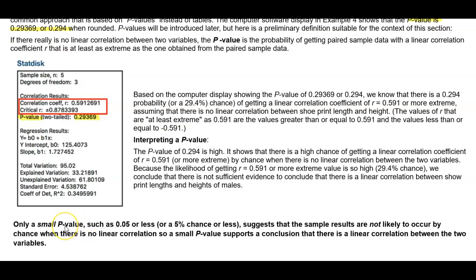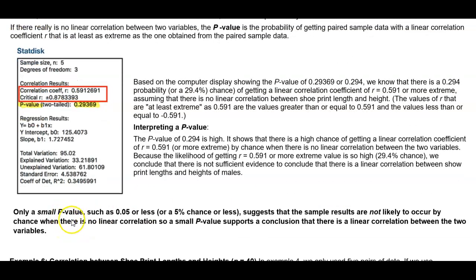One important concept that we need to think about when we're talking about p-values and later on in this course: only a small p-value, such as 0.05, which is much smaller than 0.294, or less, where 0.05 is the same thing as a 5% chance or less, suggests that the sample results are not likely to occur by chance when there is no linear correlation. So a small p-value supports a conclusion that there is a linear correlation between the two variables.